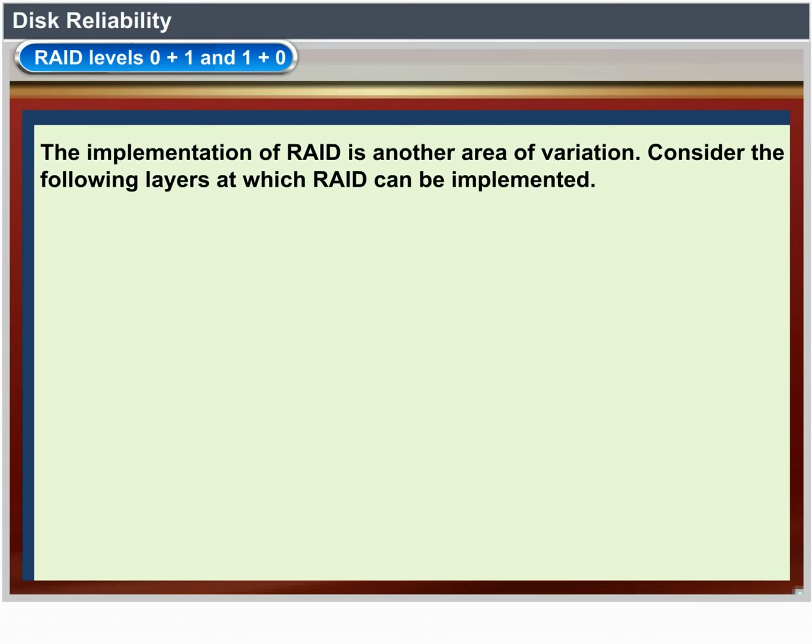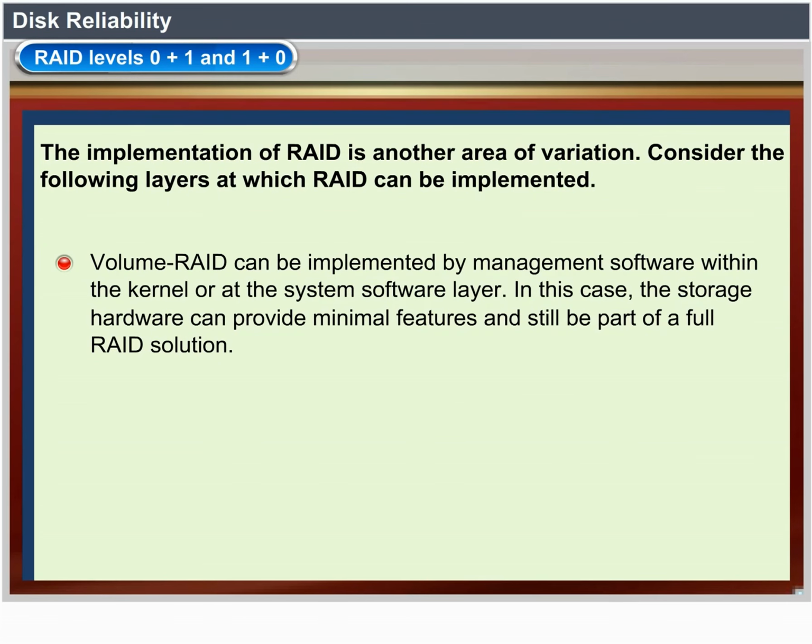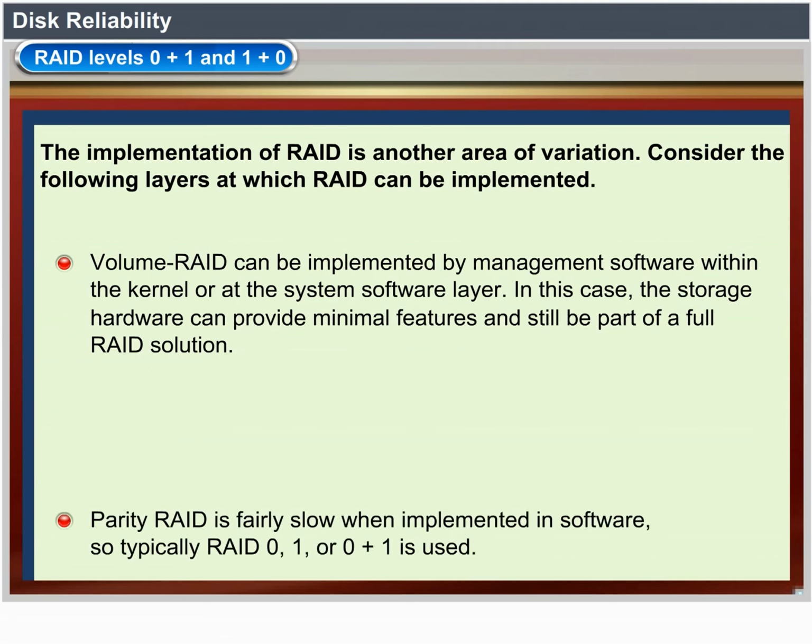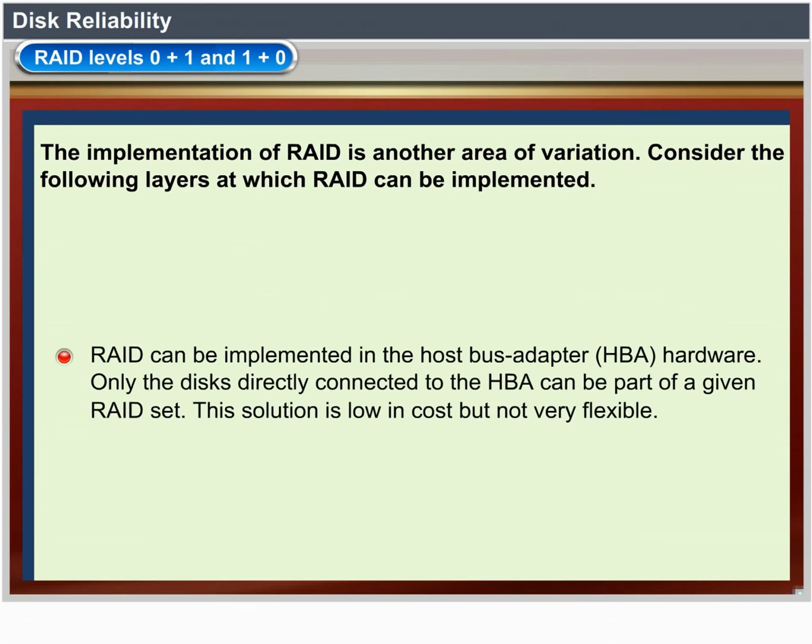Volume management software can implement RAID within the kernel or at the system software layer. In this case, the storage hardware can provide minimal features and still be part of a full RAID solution. Parity RAID is fairly slow when implemented in software, so typically RAID 0, 1, or 0+1 is used. RAID can be implemented in the host bus adapter (HBA) hardware. Only the disks directly connected to the HBA can be part of a given RAID set. This solution is low in cost but not very flexible.